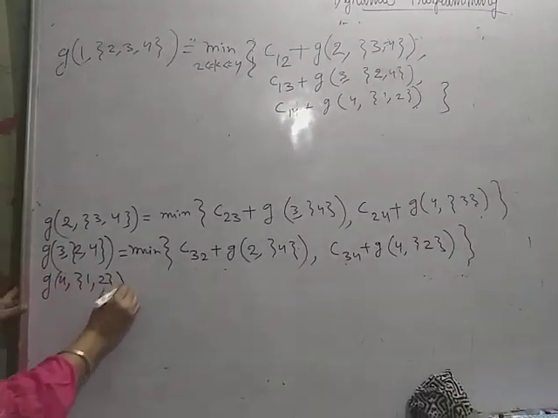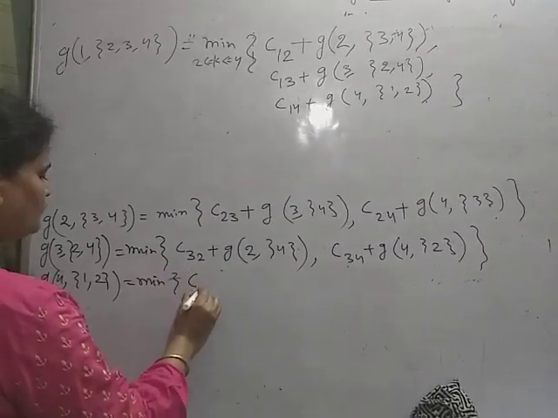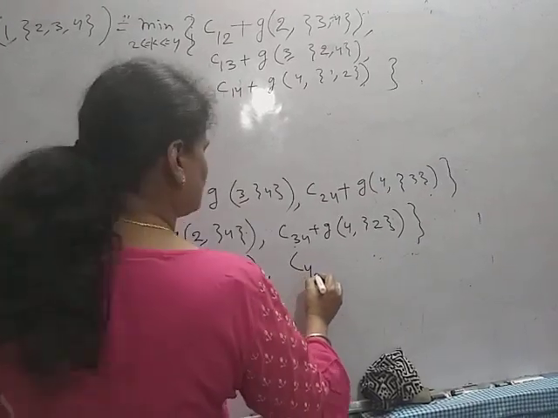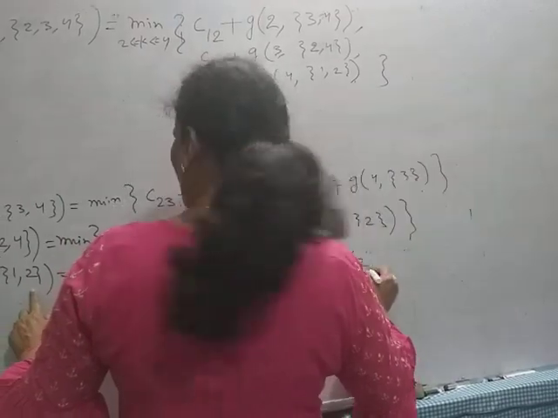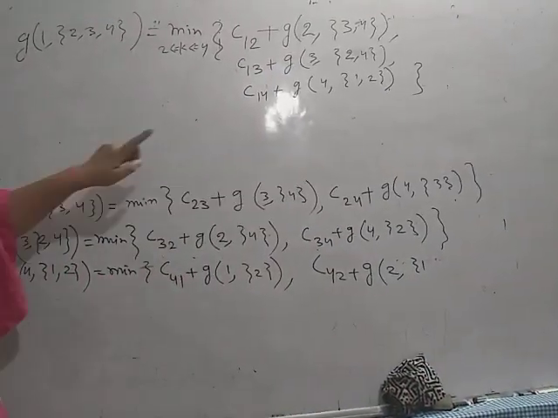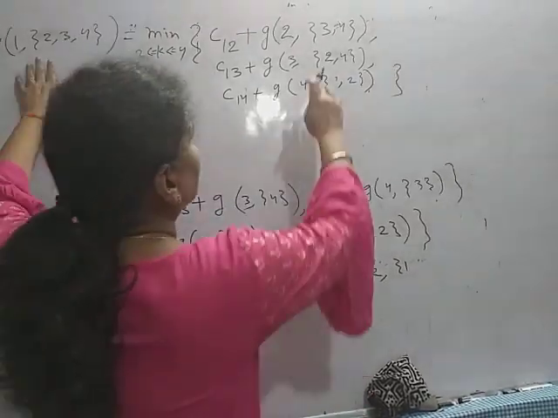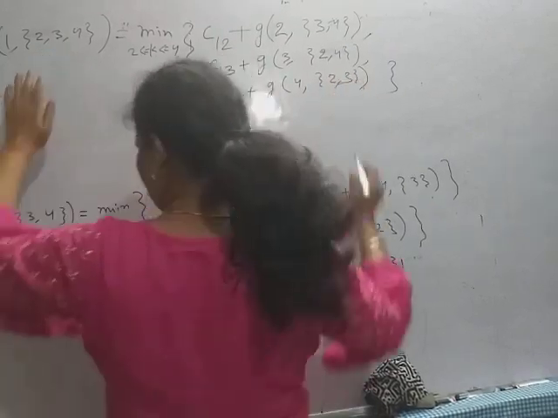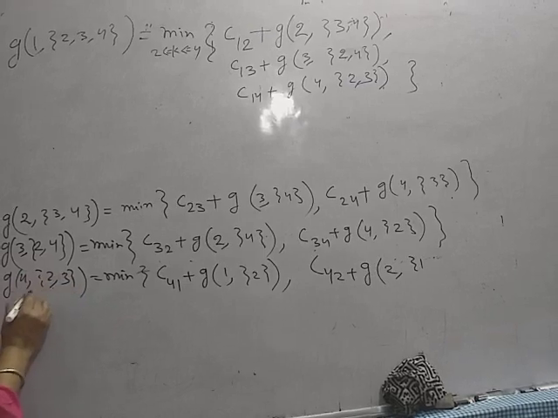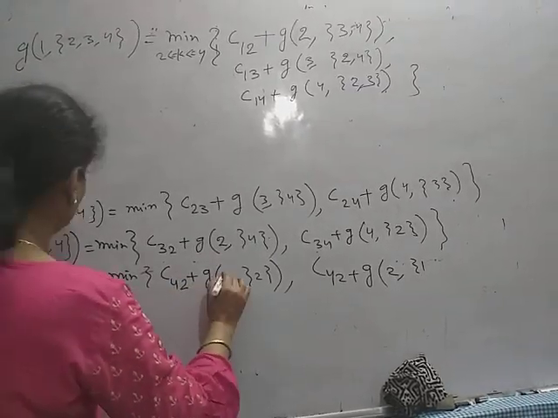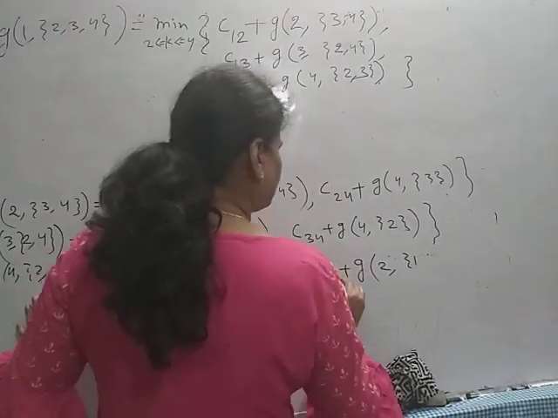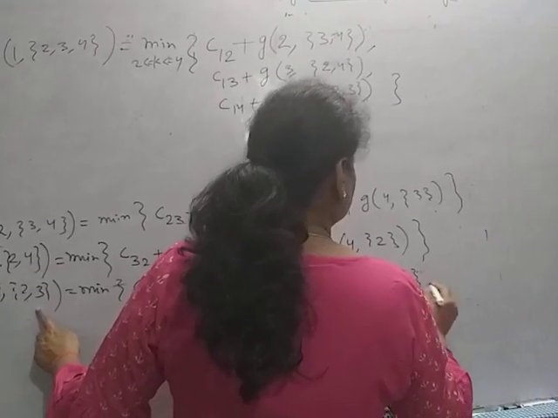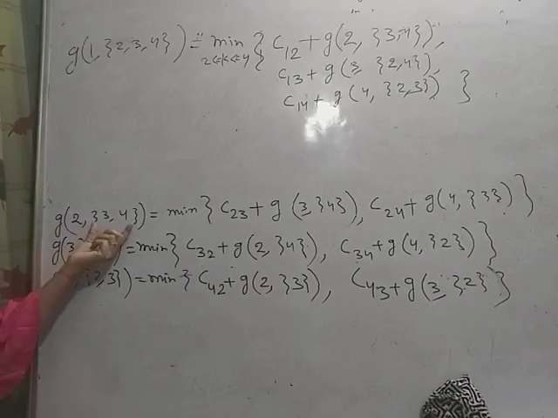Next is G(4, {2,3}). It is the minimum of C(4,2) plus G(2, {3}), and then C(4,3) plus G(3, {2}). Here I wrote something wrong at first, so first we consider 4 to 2 and then 2 to 3, and then 4 to 3 and 3 to 2. So this is simply G computed when the size of the set S is 2.